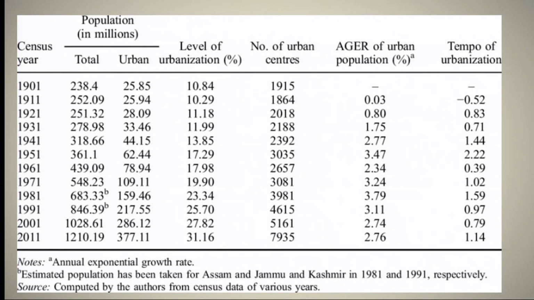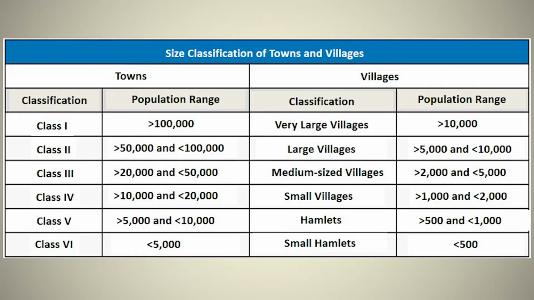You will find all this in the graph which shows you the annual exponential growth rate. The estimated population also grows, as well as the urban areas and urban centers have also grown in large number. See the classification of towns and villages. We classify them according to population. For example, class 1 are where you have very large villages.